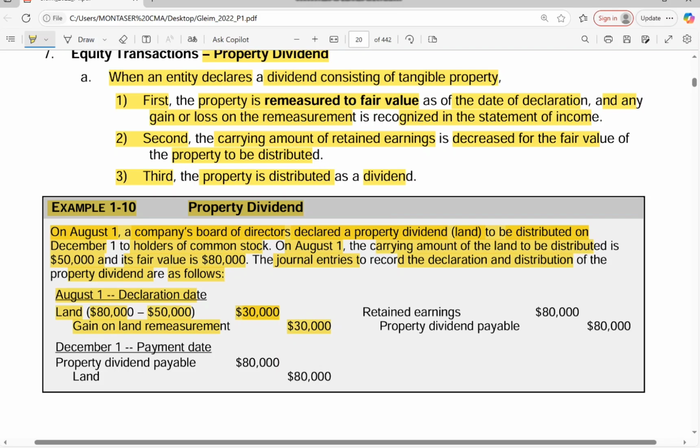The second journal entry on the date of declaration, we must debit the retained earnings account for the fair value of the property to be distributed. So we will debit retained earnings for $80,000 and credit property dividends payable for $80,000. The third journal entry will be made at the date of payment. On the date of payment, we will decrease the property dividends payable for $80,000 and we will credit the land account for $80,000.